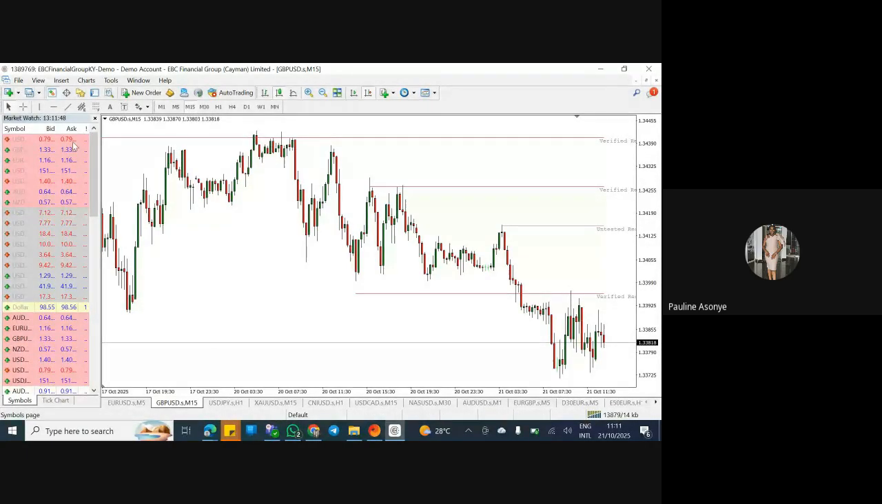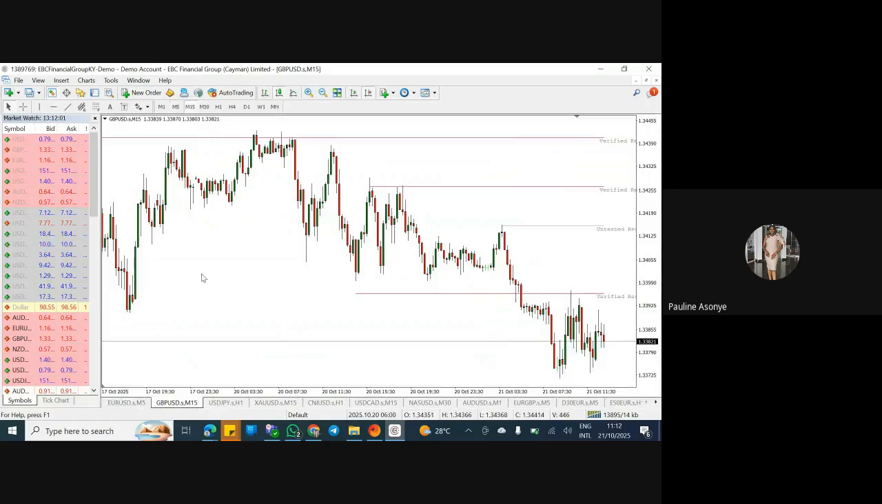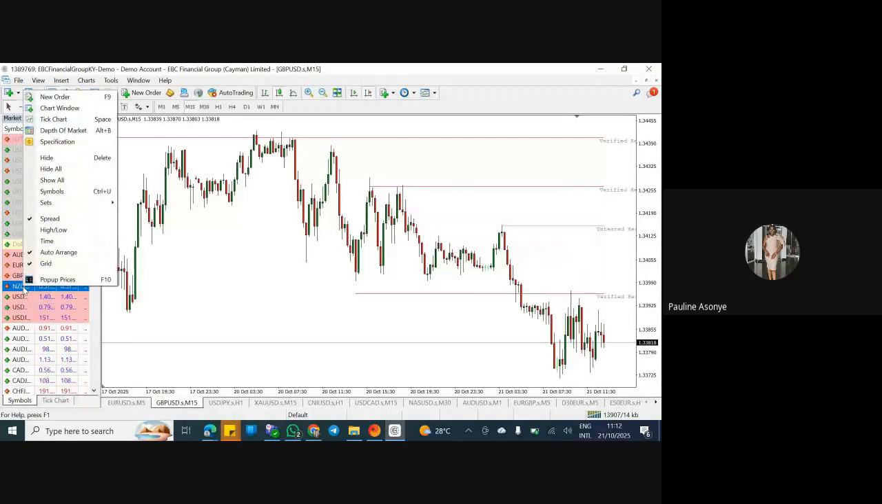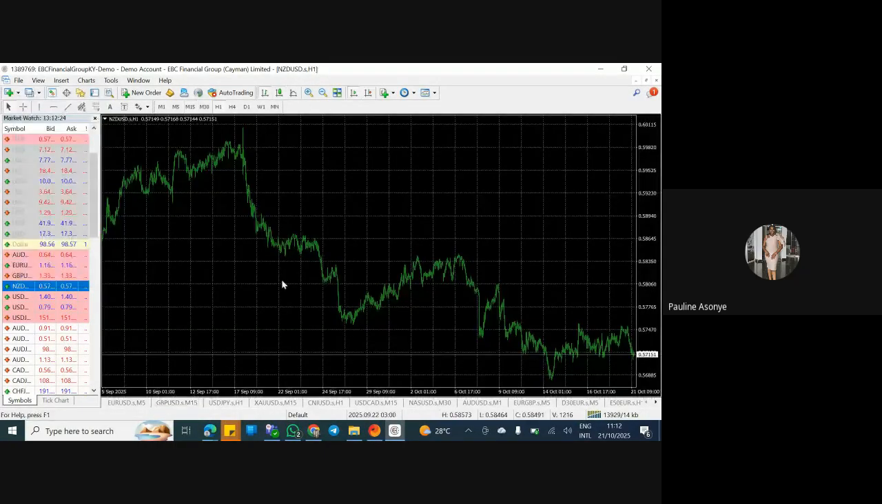Cancel my Navigator. I don't want my Market Watch either, so I will cancel it. Let's say I'm on GBPUSD, and I want to open a symbol that is not here. Let's say I want to open NSD. Is NSD here? Good. I want to open an NSD chart. I would just right click on the instrument, and you will see Chart Window. I'll click on it and it is opened.